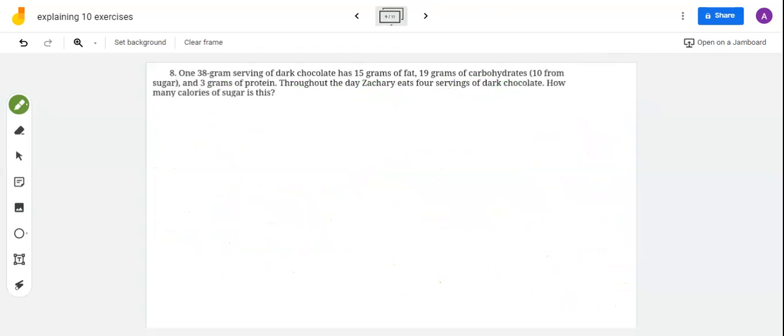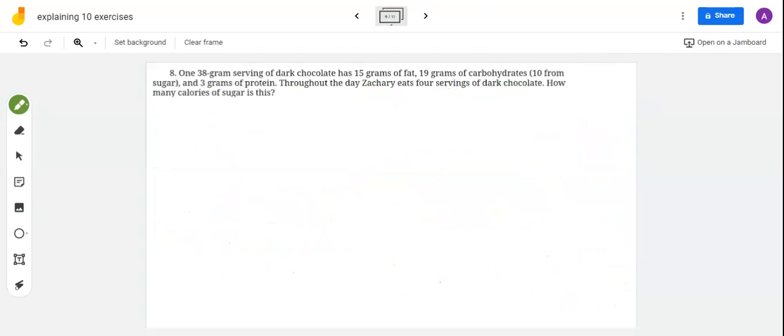All right, number 8. A 138-gram serving of dark chocolate has 15 grams of fat, 19 grams of carbohydrates, 10 from sugar. Interesting, I would think that chocolate would have all of it be sugar, but apparently not. Apparently there's some other carbohydrates hidden within dark chocolate that I didn't know about. Makes me want to go and see what it all is in dark chocolate, but besides the point, continue reading. And 3 grams of protein. Good to know there's only 3 grams of protein in a 138-gram serving of dark chocolate. Not sure how accurate these numbers are, but yeah.